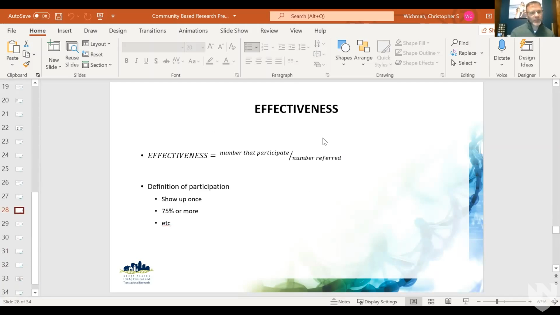So the next outcome was effectiveness. Here we're talking about the number that participate over the number referred. Again, we've already talked about what we have to come up with for the number referred. But once we have the number referred, we're okay. Number to participate seems pretty benign.